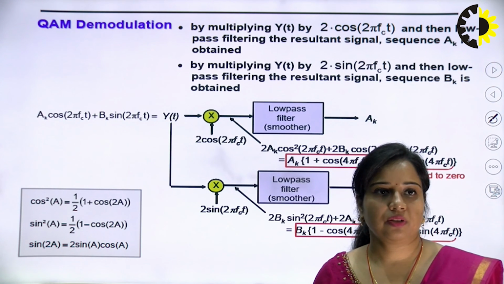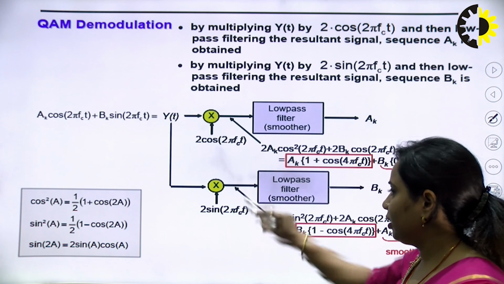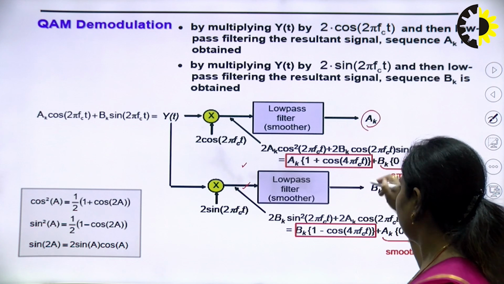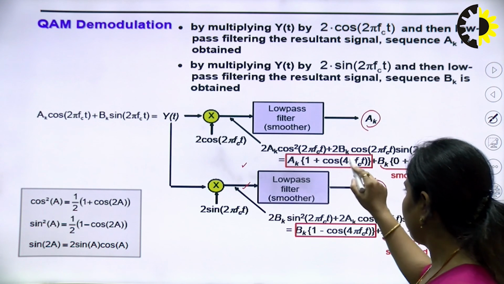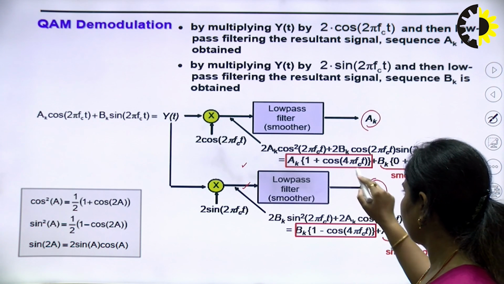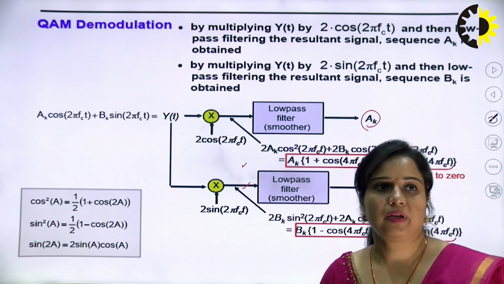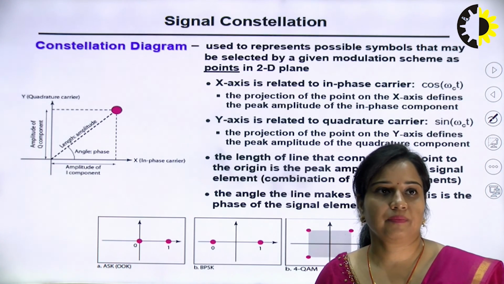QAM demodulation means 2 different carrier signals are again there. These are passed through 2 low pass filters, and the higher frequency terms will be filtered out. As you can see, cos 2 omega ct will be filtered out and only the lower frequency terms will be there at the output of this QAM.